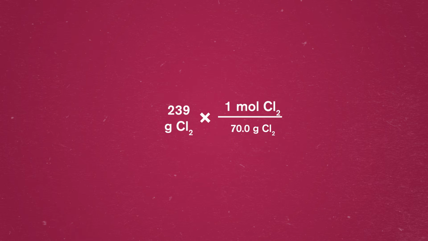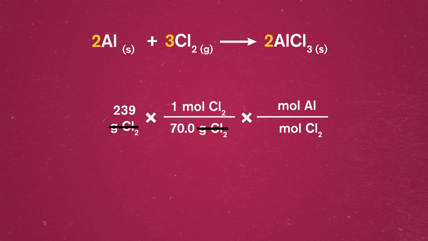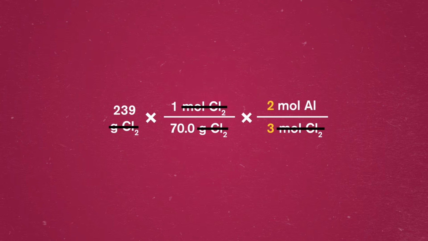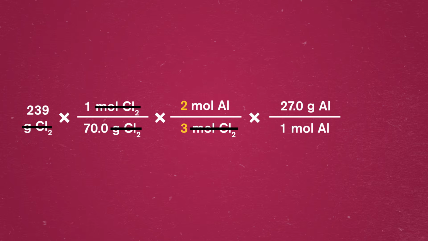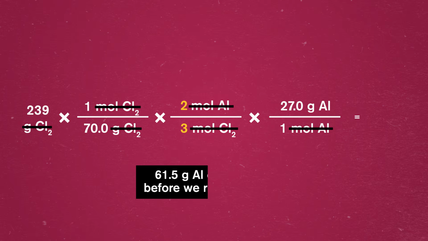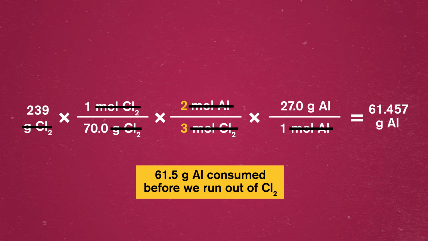We'll start by converting grams of chlorine to moles with the molar mass of chlorine. Next, we need a mole ratio that converts from moles of chlorine to moles of aluminum. To cancel moles of chlorine, we should put them on the bottom and moles of aluminum on top. From here, all we need to do is convert from moles to grams using aluminum's molar mass. We end up with 61.5 grams of aluminum, which is the amount consumed in the reaction before we run out of chlorine.